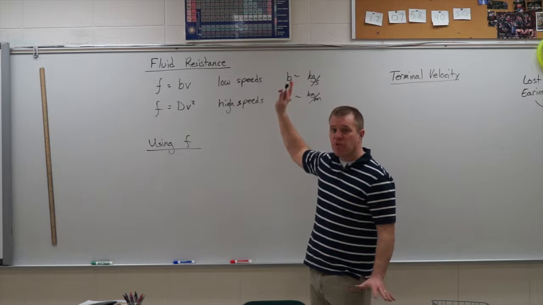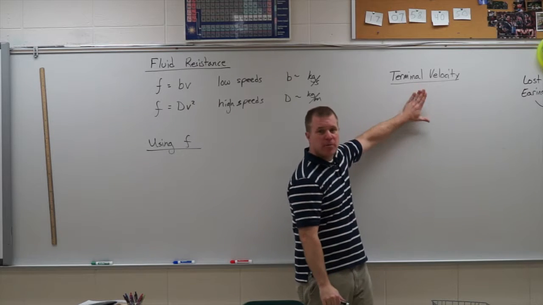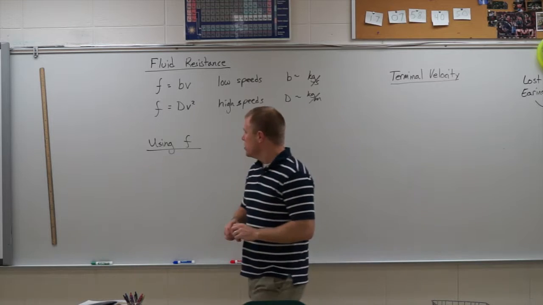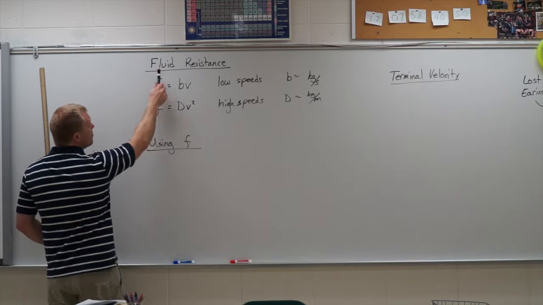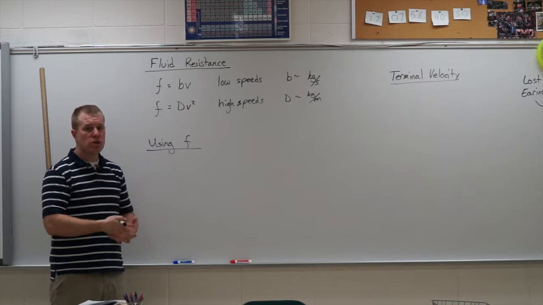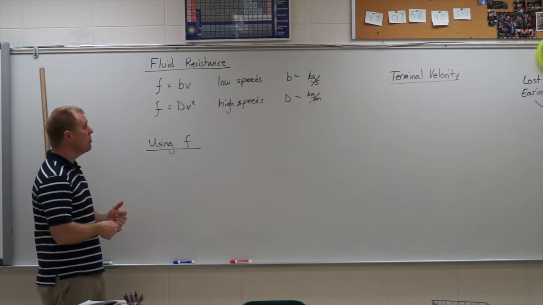All right, let's look at fluid resistance, and we're also going to talk about terminal velocity with fluid resistance involved here. So using fluid resistance, there's basically two types. Now it should tell you which type we're using. You might have to make a graph to figure out which type.